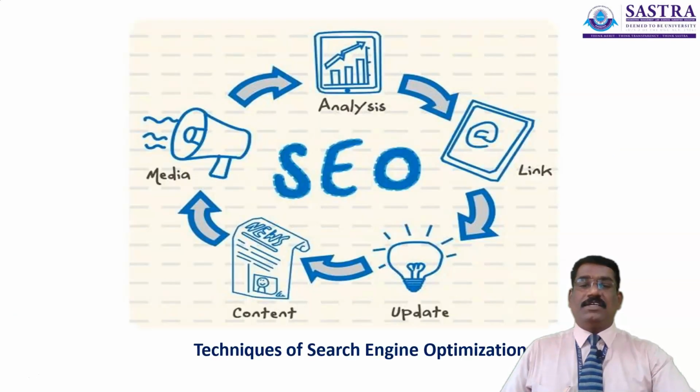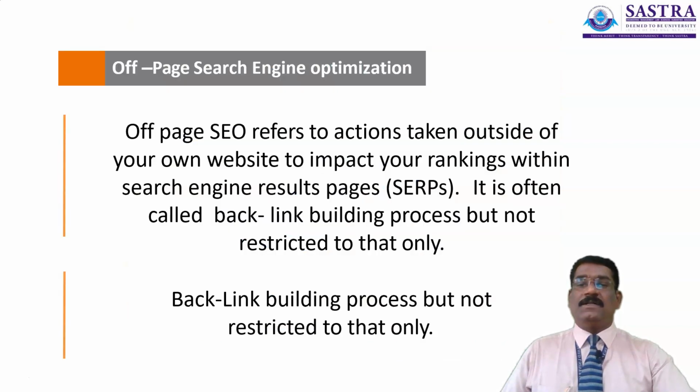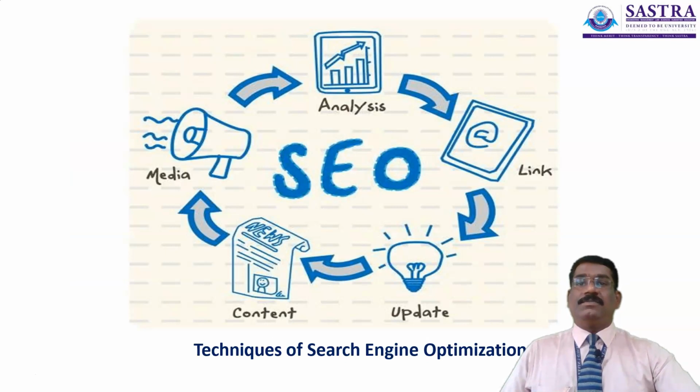So the richness of the content matters. You can see that link analysis, link update, content, media, all these are helping the on-page search engine optimization to get reflected in the first page. So actually there are many techniques of on-page SEO. By using them, you can achieve a high rank of your website in the search results. We will discuss all those techniques in the oncoming inputs in detail.